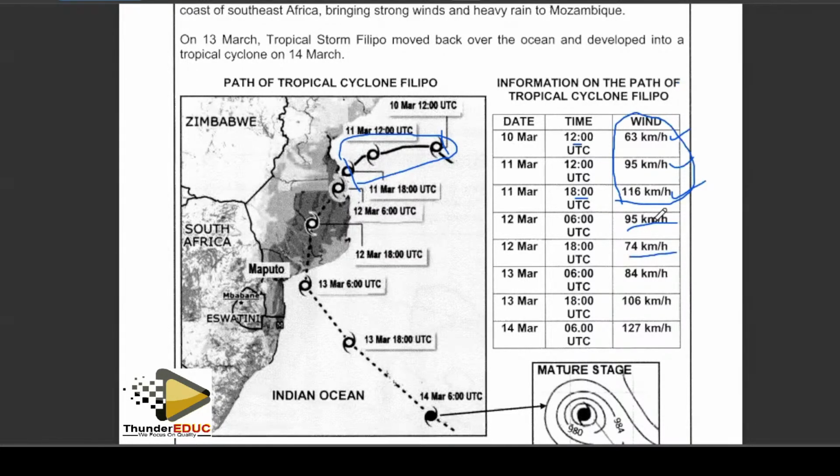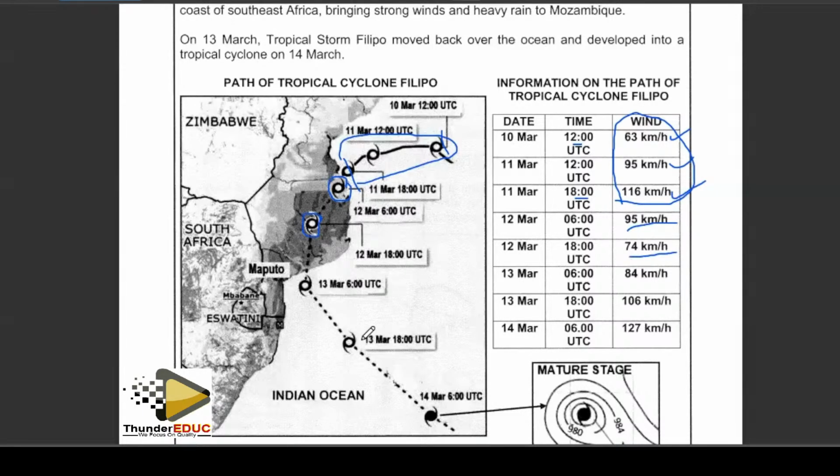During the morning, it was at 95 kilometers per hour, and it further declined to 74 kilometers per hour by 1800 hours of the very same day. And let's go to our map here. If we go to our map, we find that at 6 o'clock on the 12th of March, our system was here. It was just approaching the land of Mozambique. And if we check by 1800 hours, it was now here, somewhere in the midst of Mozambique.